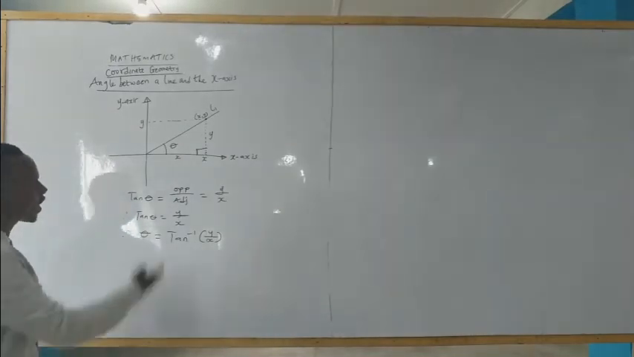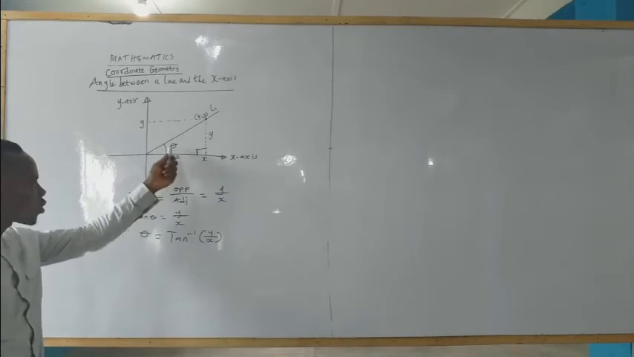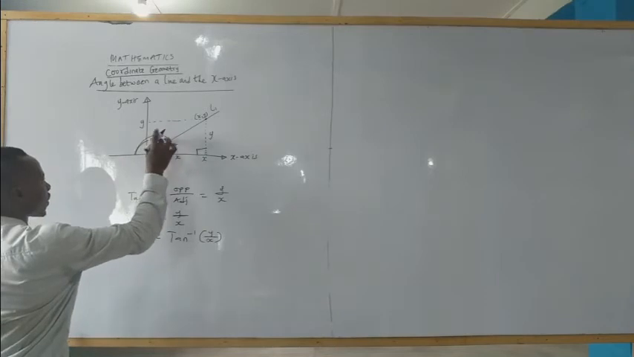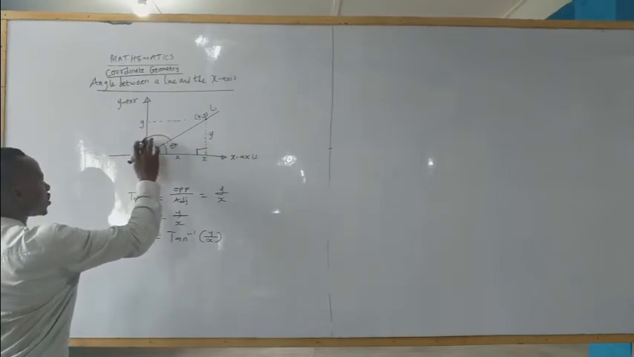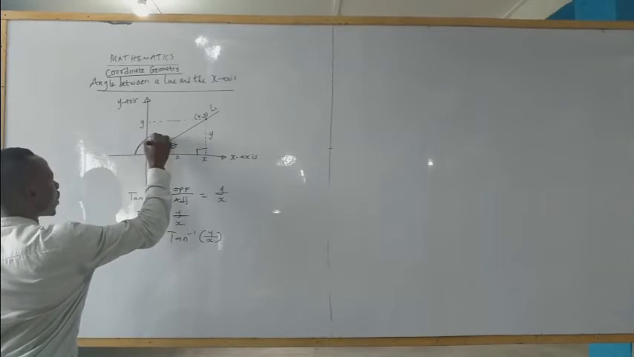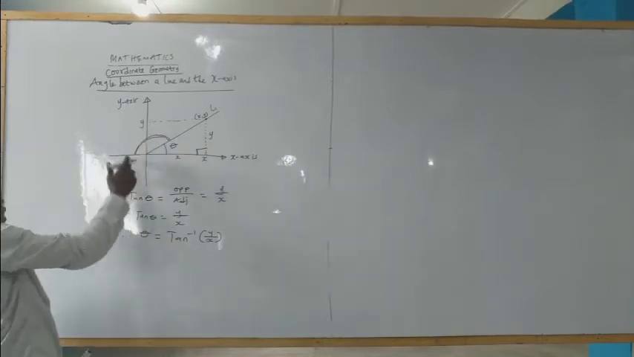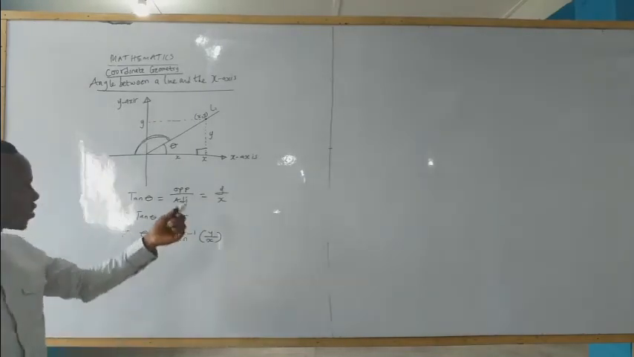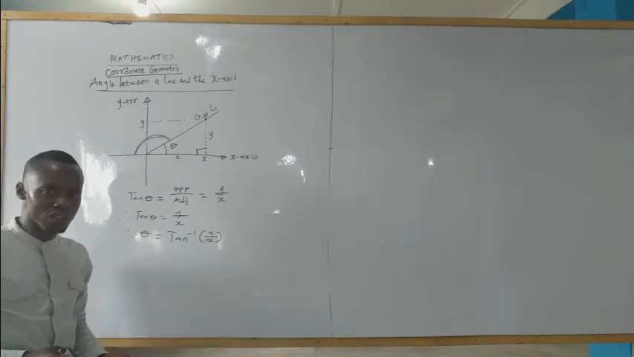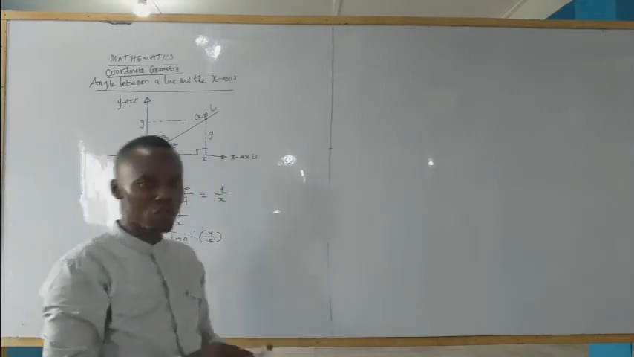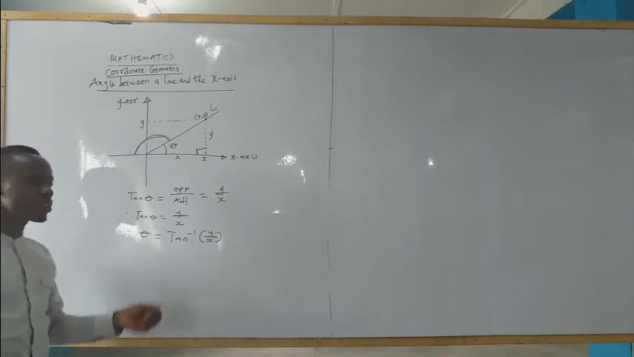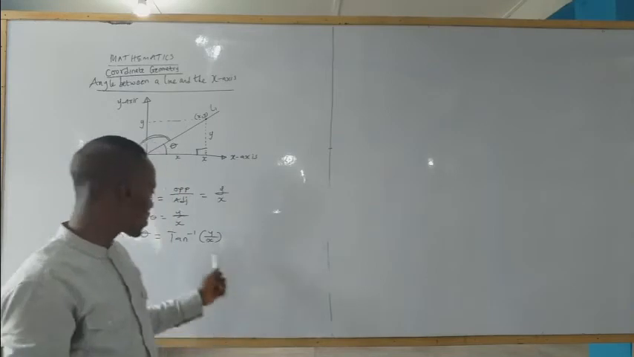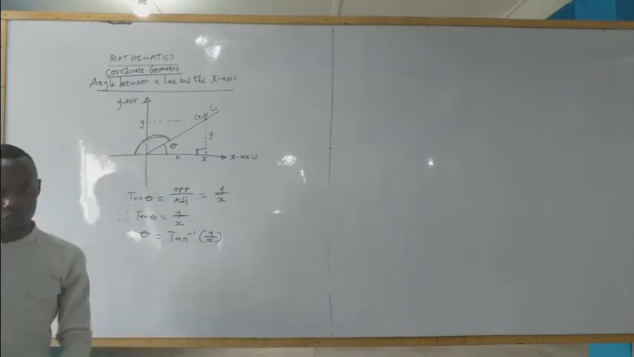This angle can be an acute angle or an obtuse angle. There's an angle here and there's an angle here. The acute angle is an angle greater than 0 degrees and less than 90 degrees. The obtuse angle is greater than 90 degrees but less than 180 degrees. It depends on the question you are asked that will determine whether the answer is an obtuse angle or an acute angle.